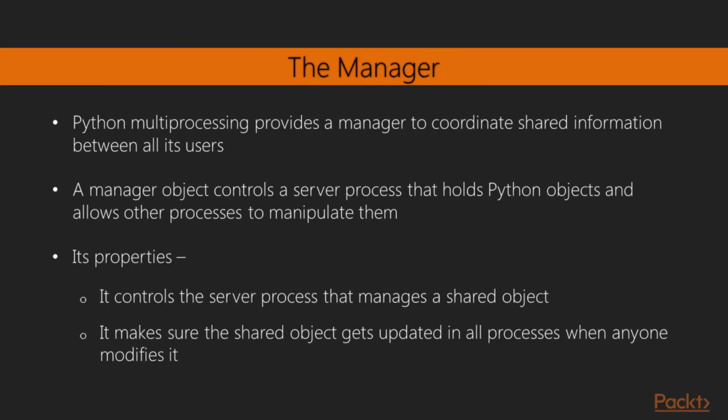Python multiprocessing provides a manager to coordinate shared information between all its users. A manager object controls a server process that holds Python objects and allows other processes to manipulate them. A manager has these properties. 1. It controls the server process that manages the shared object. 2. It makes sure the shared object gets updated in all processes when anyone modifies it.